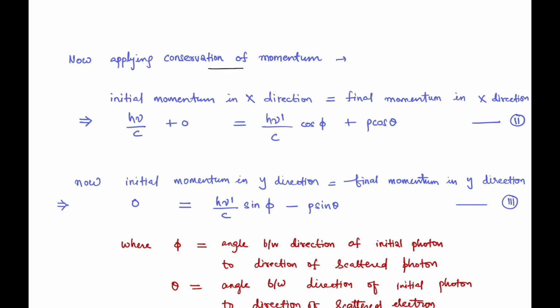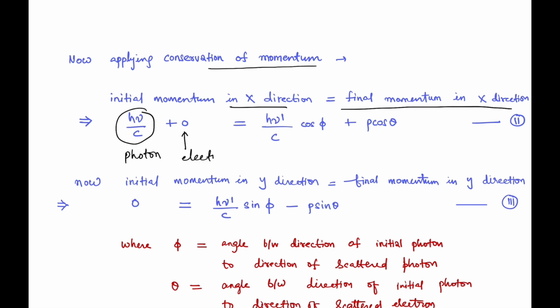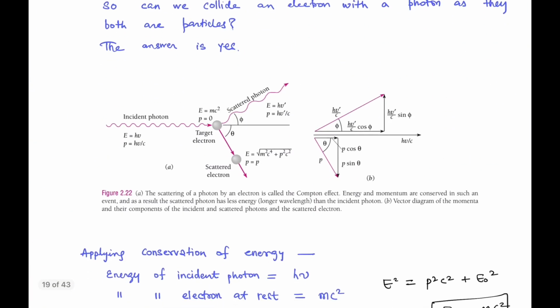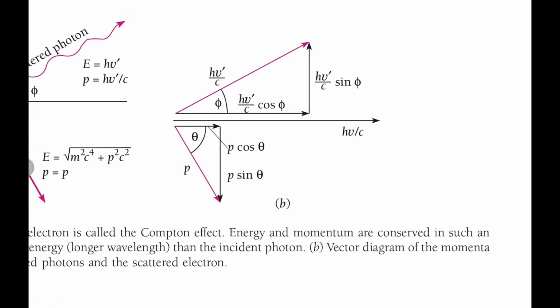So when you apply conservation of momentum principle, you know that initial momentum in x direction should be equal to final momentum in x direction. So initial momentum in x direction of the whole system will be h nu upon c for photon, and this 0 is for electron. Now it changes to h nu prime upon c cos phi plus p cos theta. So you know that from this schematic here. Okay, because theta is the angle of scattering of electron, and phi is angle of scattering of photon.